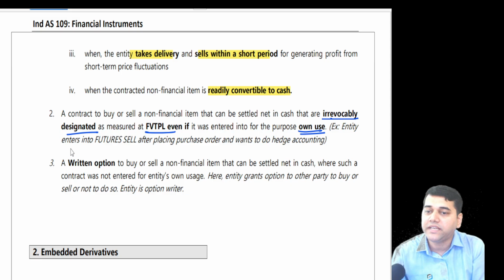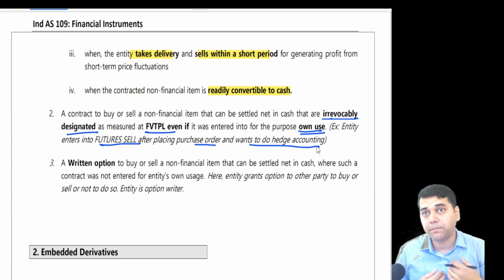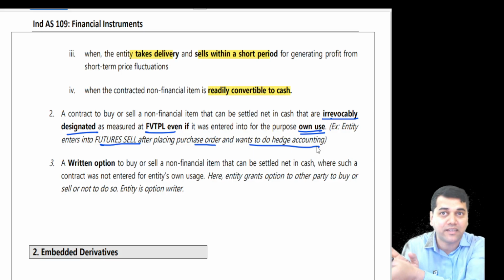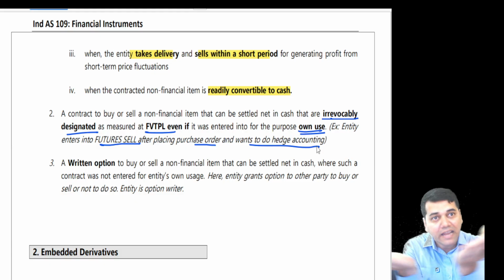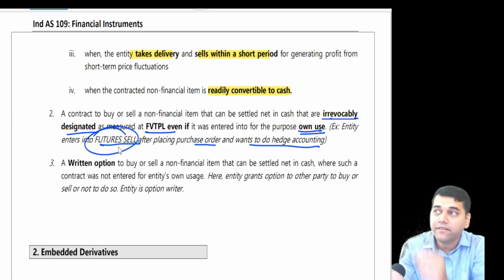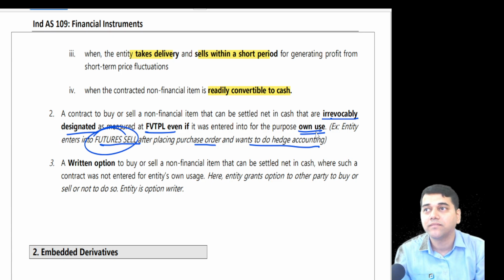Like for example, an entity entered into a future sell after placing a purchase order and wants to do hedge accounting. Like I placed a purchase order. Now my prices may go down after buying. So I go to the futures market and I will do one futures sell. I will take an opposite position and I will hedge it. This future sell is a derivative contract. Purchase order I didn't account for.